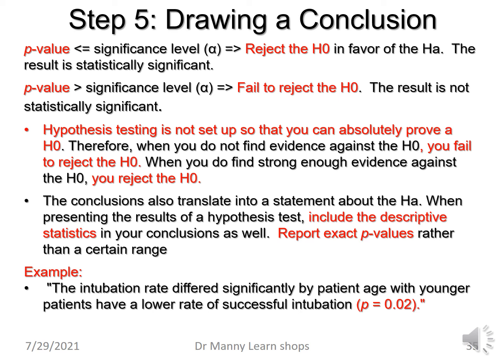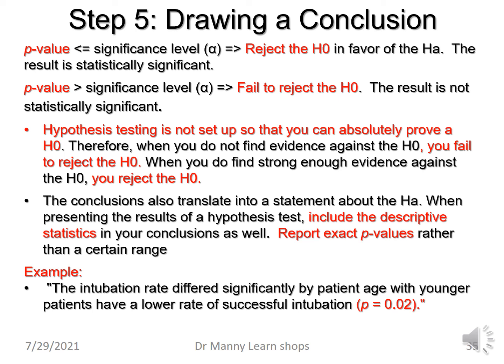Hypothesis testing is not set up so that you can absolutely prove the null hypothesis. Therefore, when you don't find evidence against the null hypothesis, you fail to reject the null hypothesis. When you do find strong evidence against the null hypothesis, you reject the null hypothesis. The conclusions also translate into a statement about the alternative hypothesis.